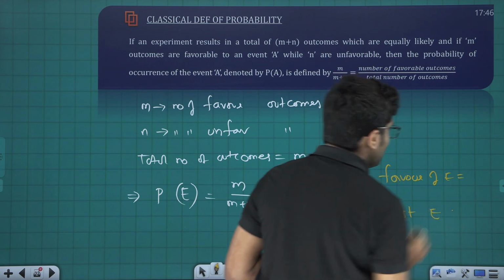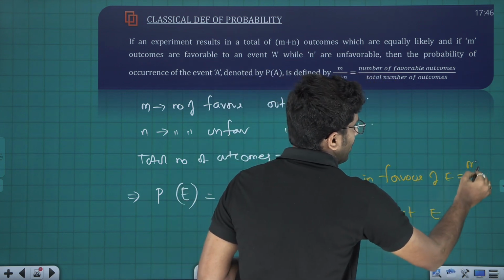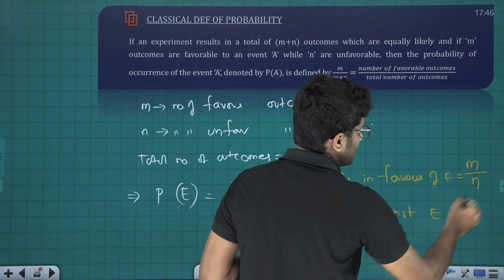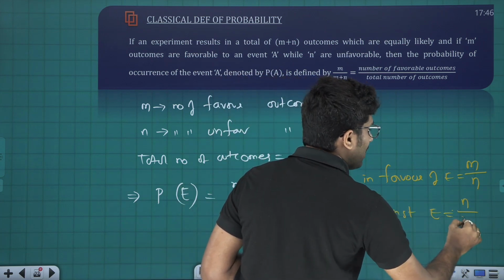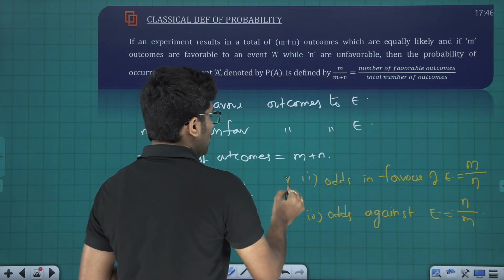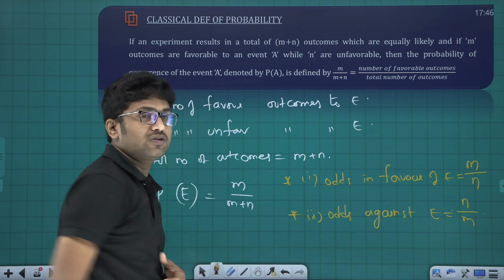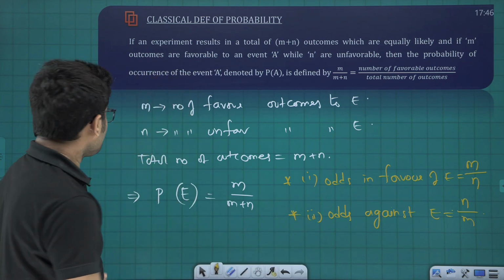Odds in favor of an event E is nothing but favorable by unfavorable, friends, whereas odds against event E is unfavorable by favorable. These two are very important. We have good questions based on this in previous year.